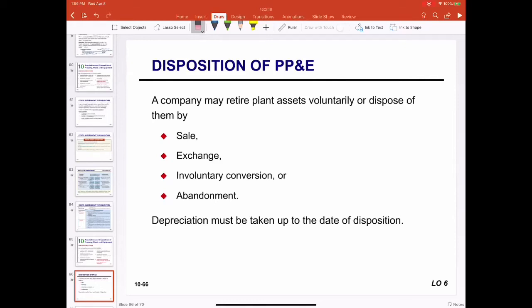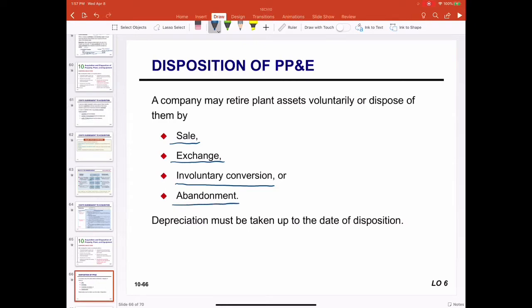In this part, I'm introducing the property, plant, and equipment disposition. Because most property, plant, and equipment assets have limited useful life, a firm will retire their plant assets when it is close to the maximum useful life of the asset, or dispose of the assets by sales, exchange with other firms, or involuntary conversion or abandonment.